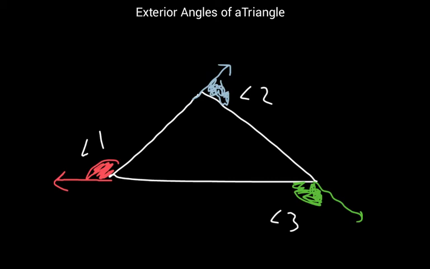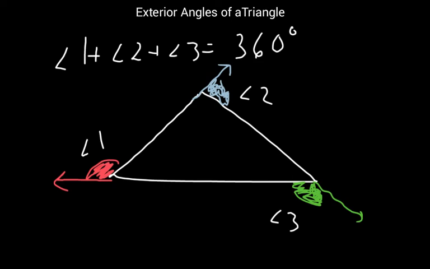Exterior angles of a triangle are outside the triangle, and they're formed by extending the sides of the triangle. The red angle, designated as angle 1, is an exterior angle. Angle 2, the blue angle, is an exterior angle. And angle 3, the green angle, is an exterior angle. The special thing about exterior angles is if I add them up, angle 1 plus angle 2 plus angle 3, we always get 360 degrees. I'm not going to demonstrate that. It would be kind of easy to do, but you would just take the theorem that the red, the blue, and the green always add up to 360 degrees.